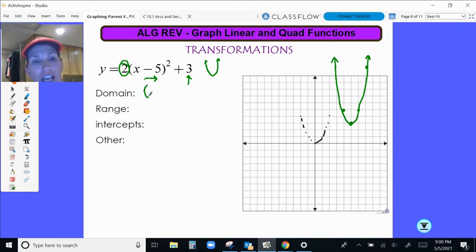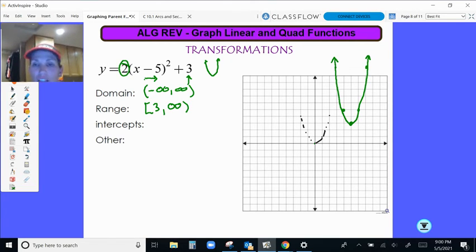My domain stays the same. I'm going to go from negative infinity to infinity. My range is shifted up now, right? And so it's going to be up at 3. So we're going to go from 3, it includes 3, so we're going to put the bracket there, up to infinity.